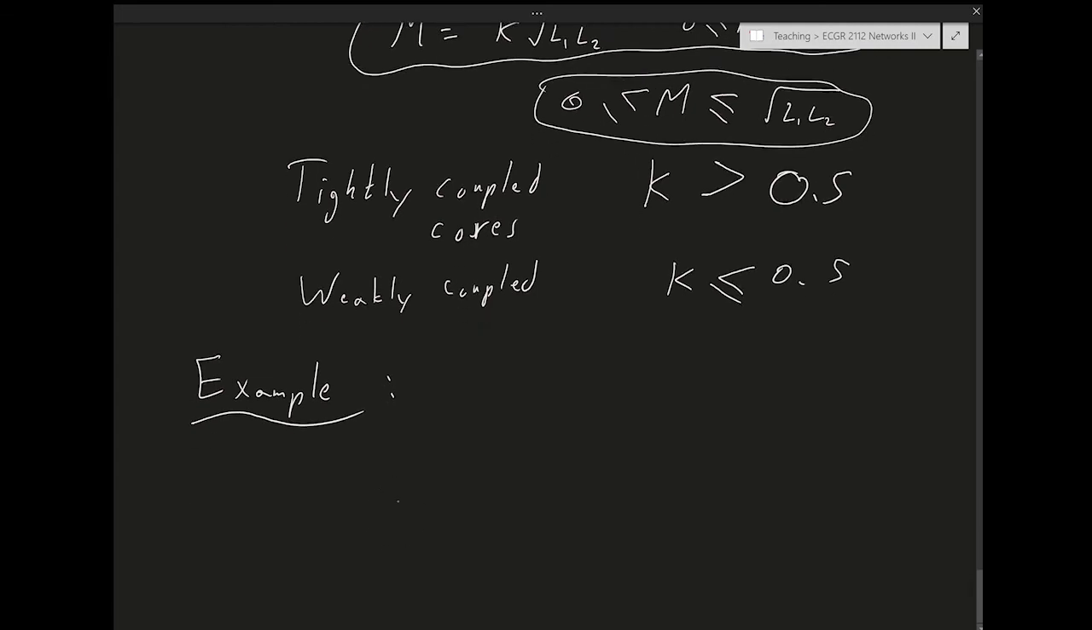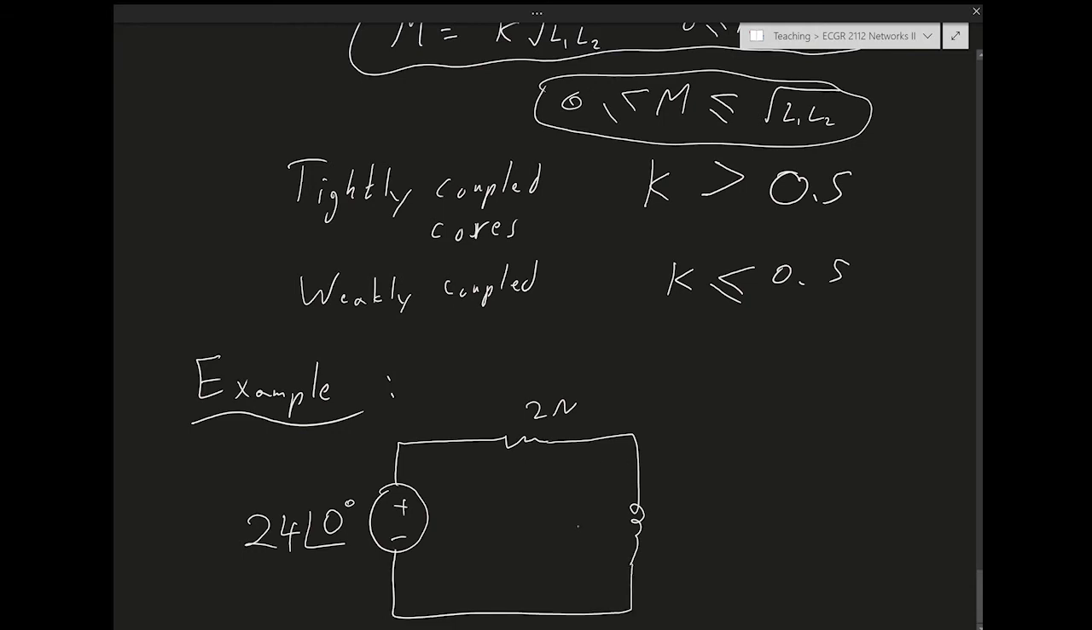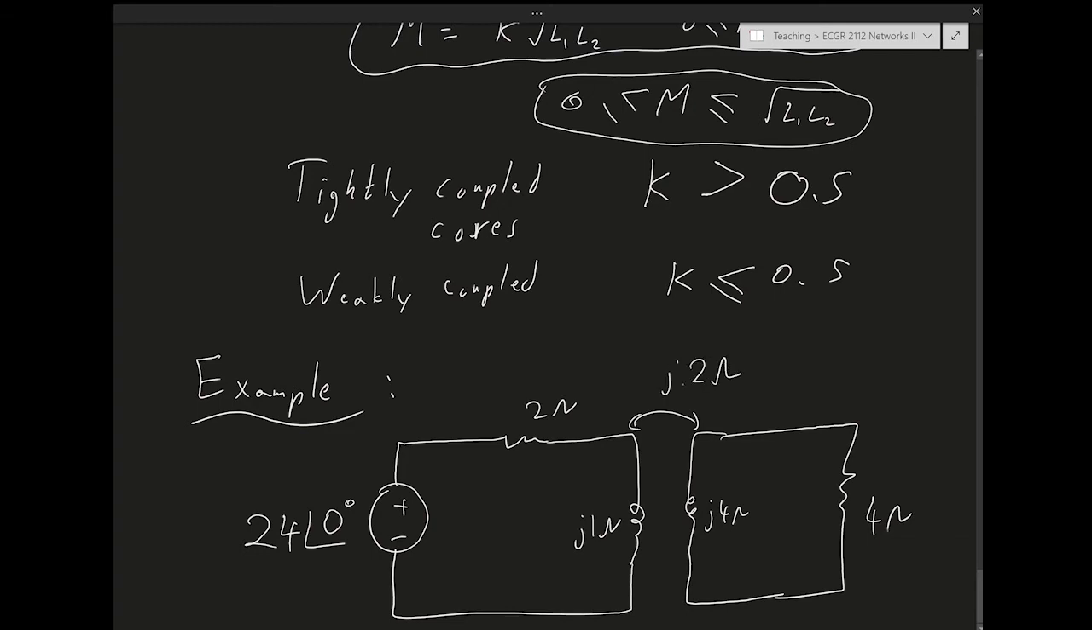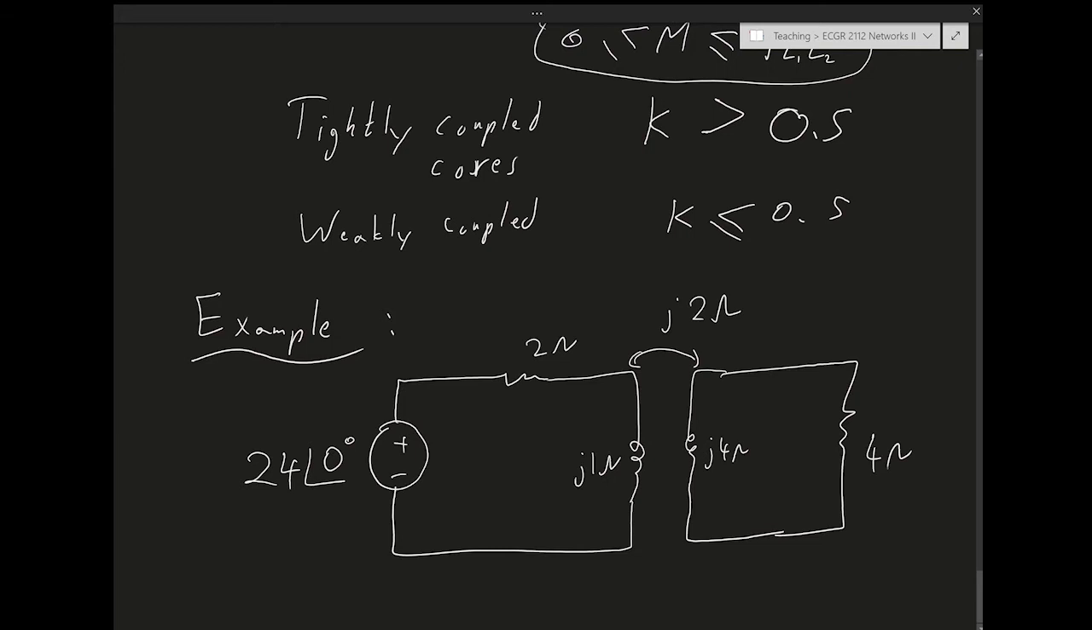It's an AC circuit. I'll have my phasor, 24 volts, 0 degrees, and it goes into this resistor. It goes into a coil, an inductor, with impedance of j1 ohm. And then I have another inductor, j4 ohm, and then I have 4 ohm. And then I have j2 ohms as the coupling impedance, the mutual impedance.